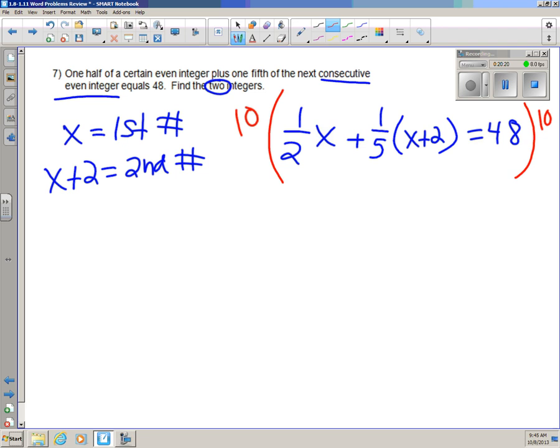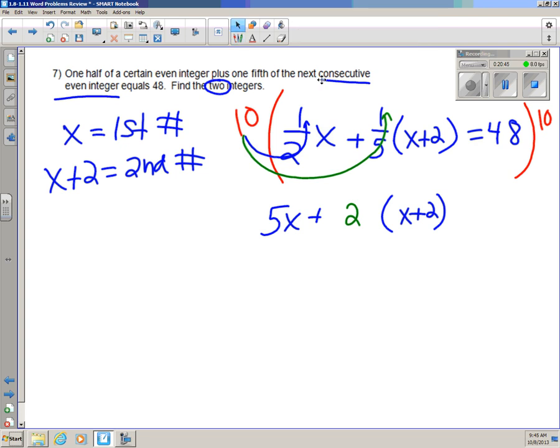So I'm going to say, what is 10 divided by 2 times 1? Well, 10 divided by 2 is 5. 5 times 1 is 5. So there's 5x plus. I need to realize that my parenthesis is not going to go anywhere, but I am going to still do 10 divided by 5 is 2 times 1 is 2. That parentheses doesn't go anywhere yet. I just got rid of the fifth. I got rid of the fraction attached to it. But don't forget, I still need to do 10 times 48, 480.